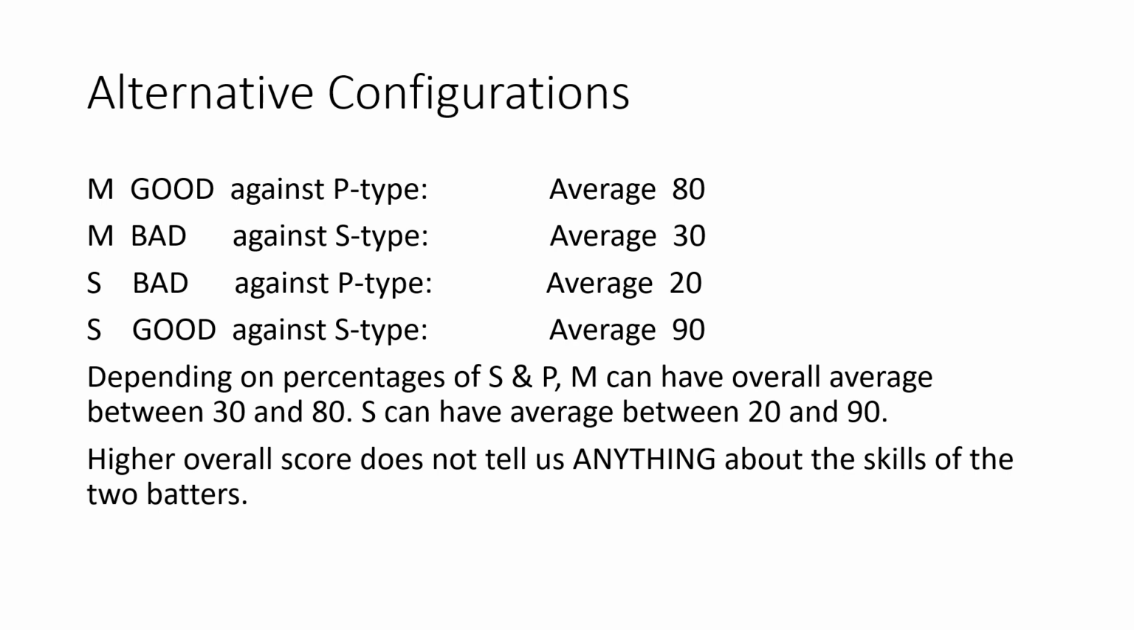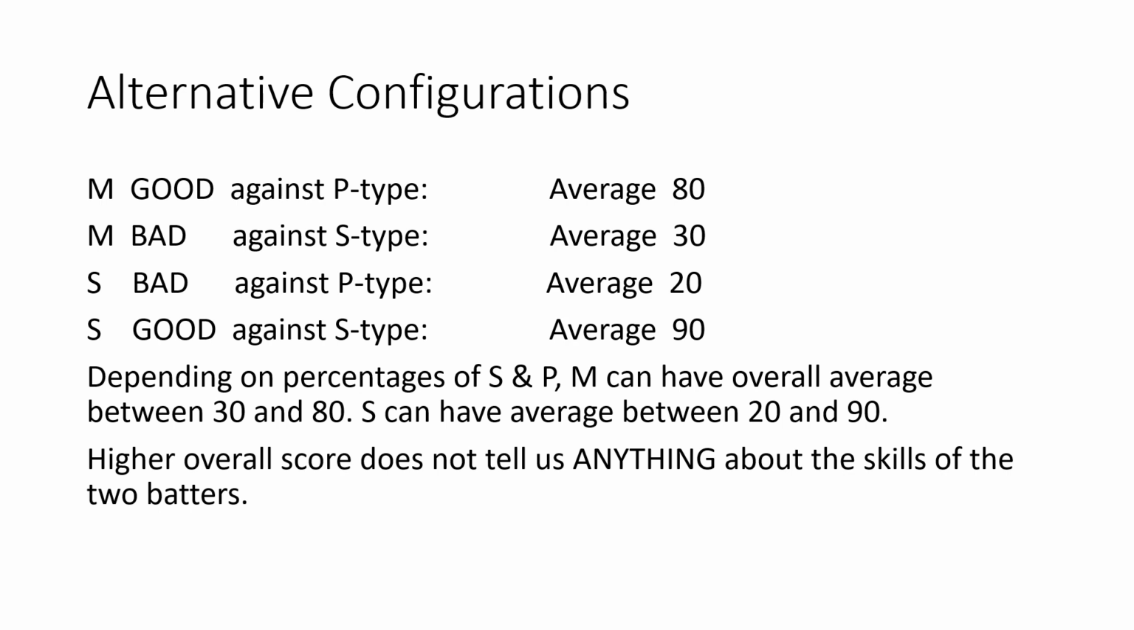In the initial configuration, we had Miyandad being better than Sangakkara against both types of bowlers, but there are other configurations of scores, for example, and skills. So, for example, suppose Miyandad is good against pace and Sangakkara is bad against pace, and the reverse is true for spin. Sangakkara is good against spin but bad against pace. So, depending on the field, the percentage of spin and pace bowlers in a given match, either one can have a better overall average score.